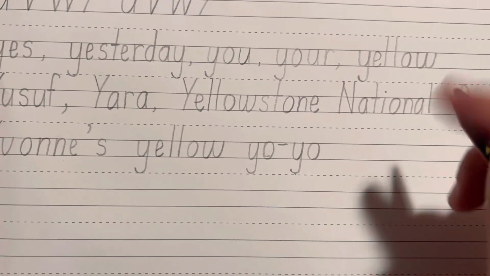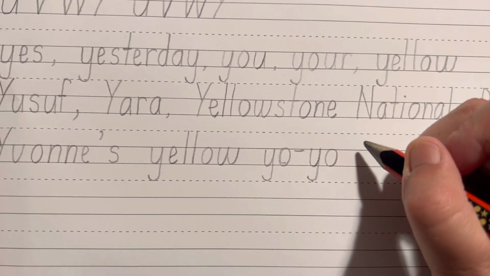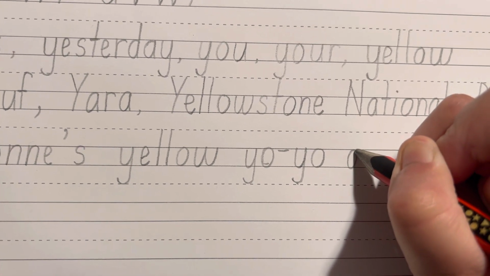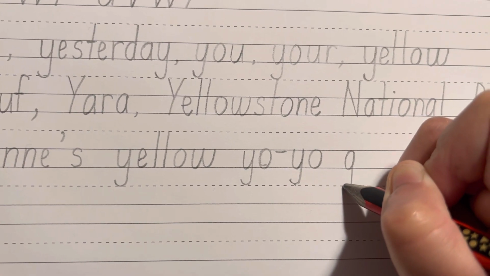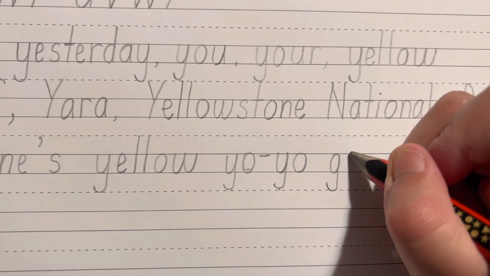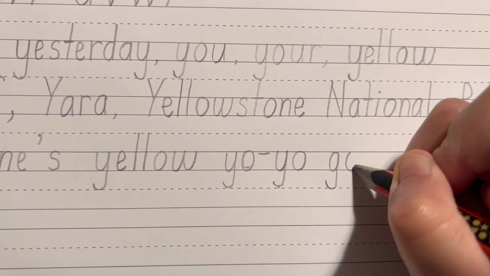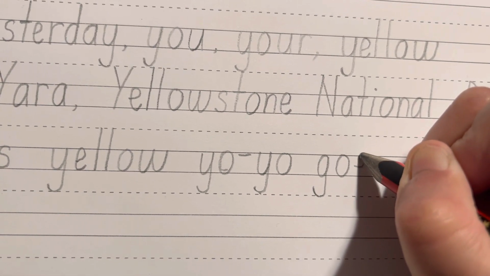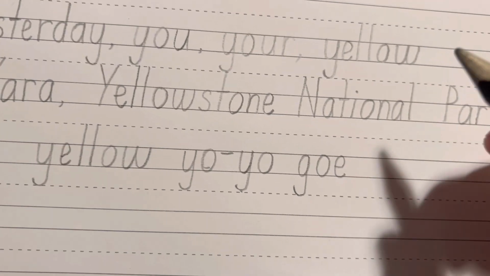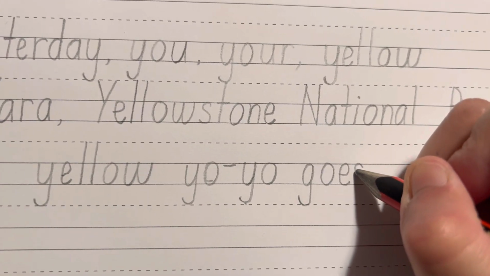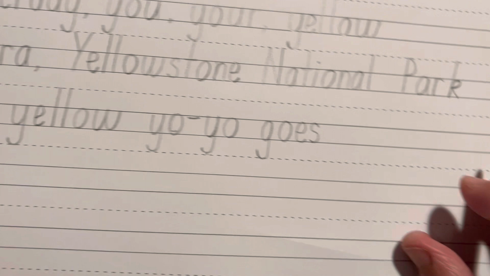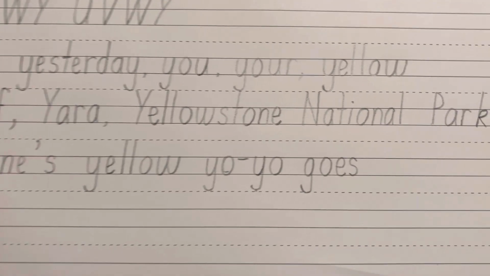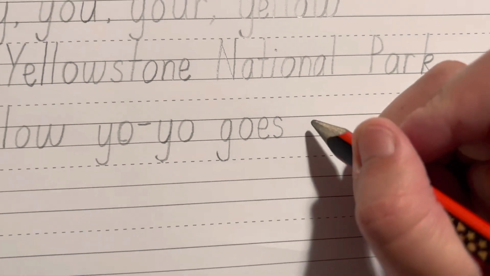So we're going to have a finger space there. Then we're going to continue with G. So for the G, we're going to go around and up and all the way down, touching the bottom line. And for the O, we are going to make a circle. Next letter is E. So we're going to go across and round and over. And for the S, we're going to go like this. Yvonne's yellow yo-yo goes, finger space, round and round.